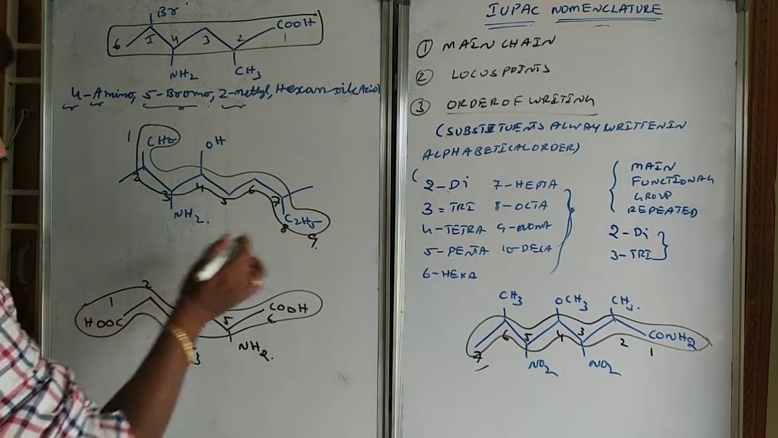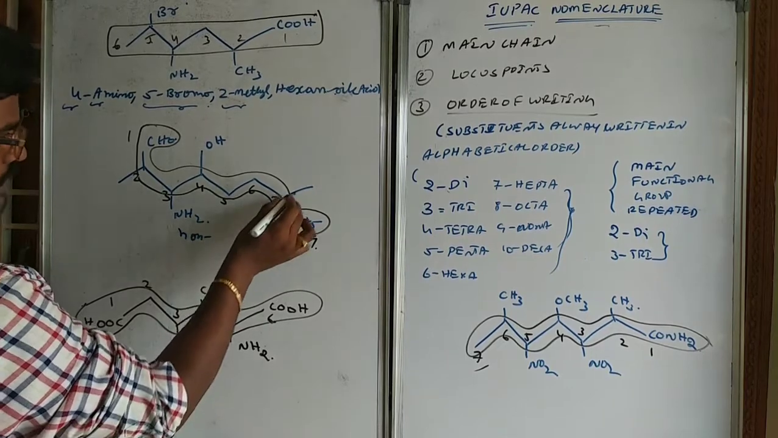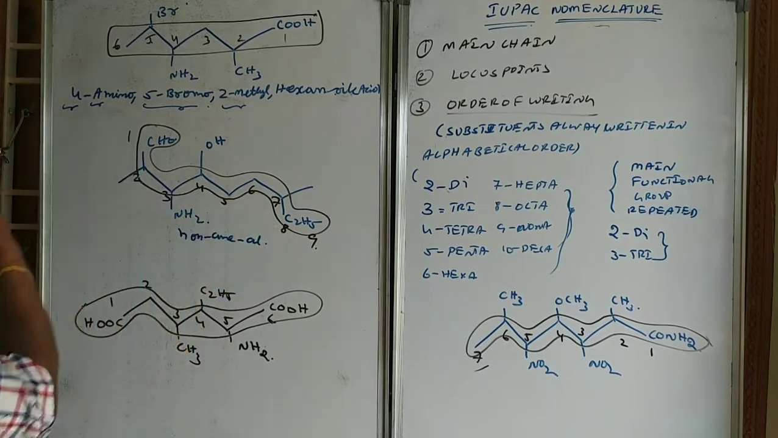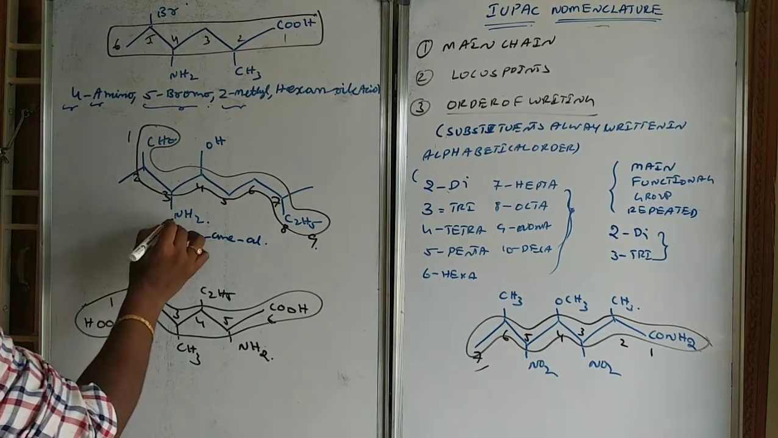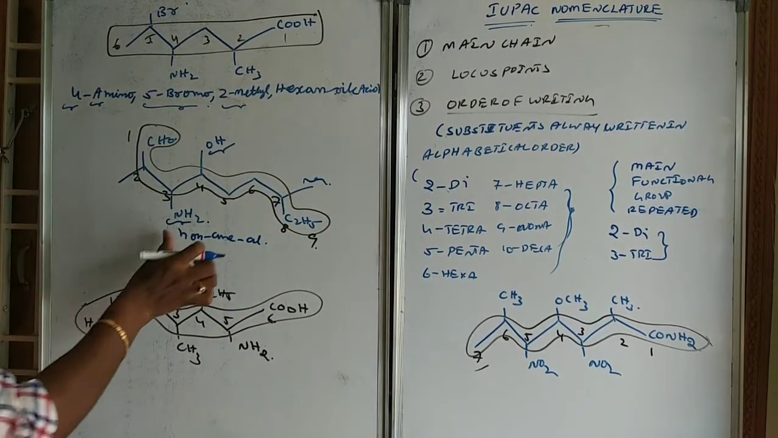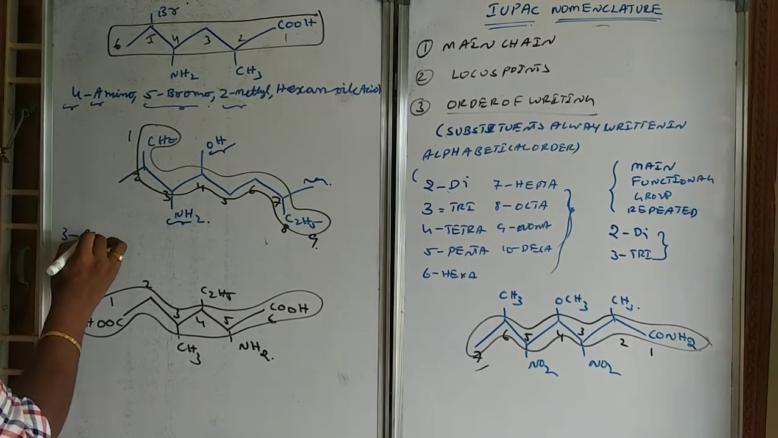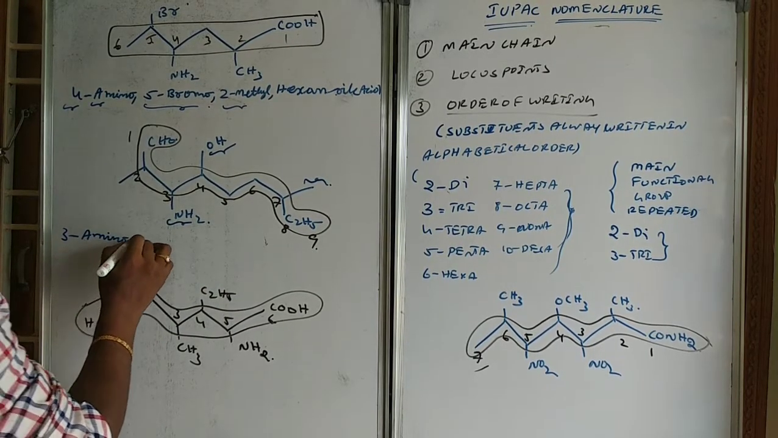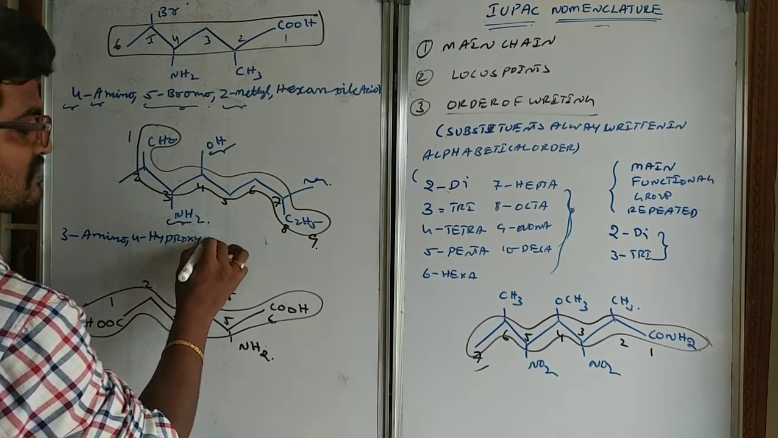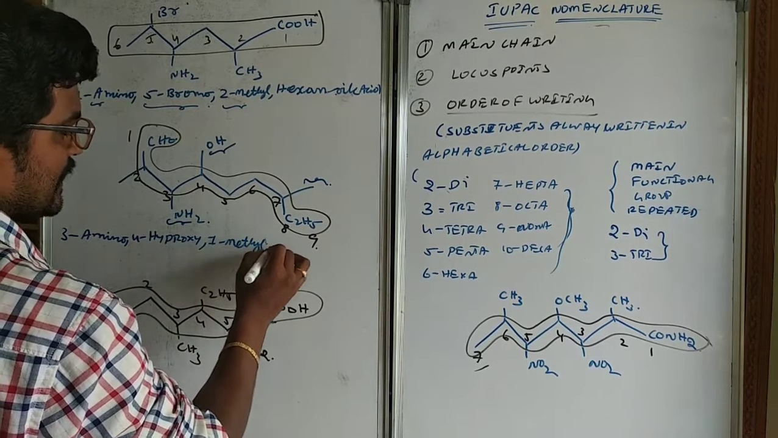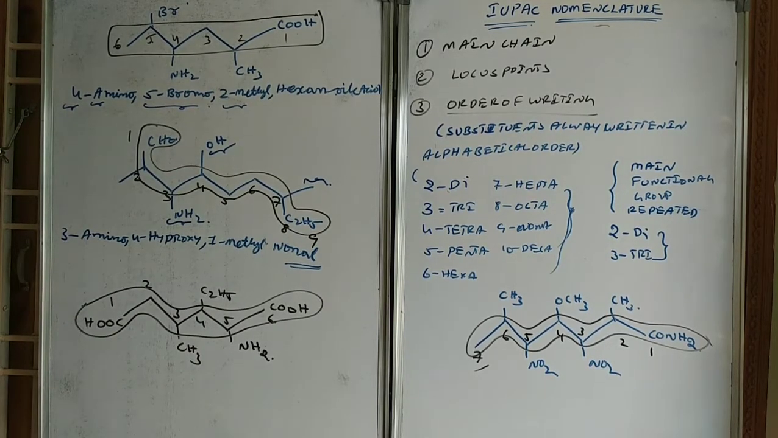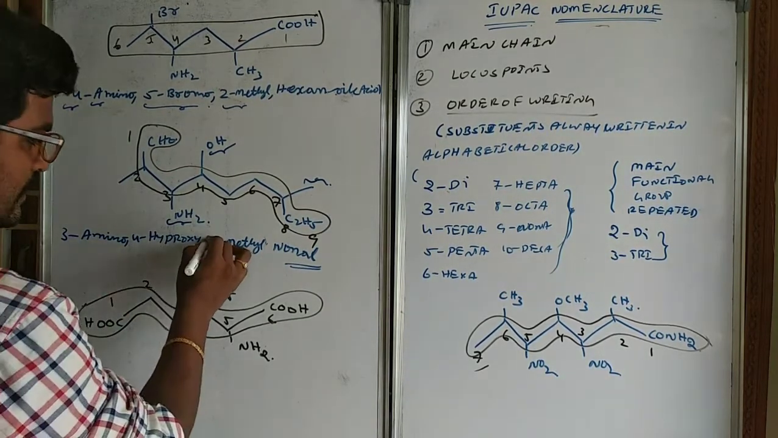For this one you see 9 are there. 9 means non. All single bonds are there, so an. Aldehyde is there, so al. Remaining all becomes substituents. Amino substituent is there, hydroxy substituent is there, and then methyl substituent is present. So you can write it as 3-amino-4-hydroxy-7-methylnonanal. Finished. H first and methyl will be later.